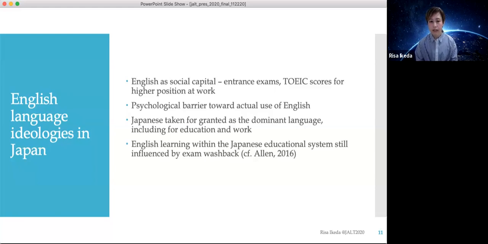Japanese is taken for granted as the dominant language, including for education and work. And English is just this false thing that exists as status more than real communication. And English learning within the Japanese educational system is still influenced by exam washback, for example. So the entrance exams play a role in shaping what English is more than its actual use. So these are some of the differences between the Philippines and Japan.